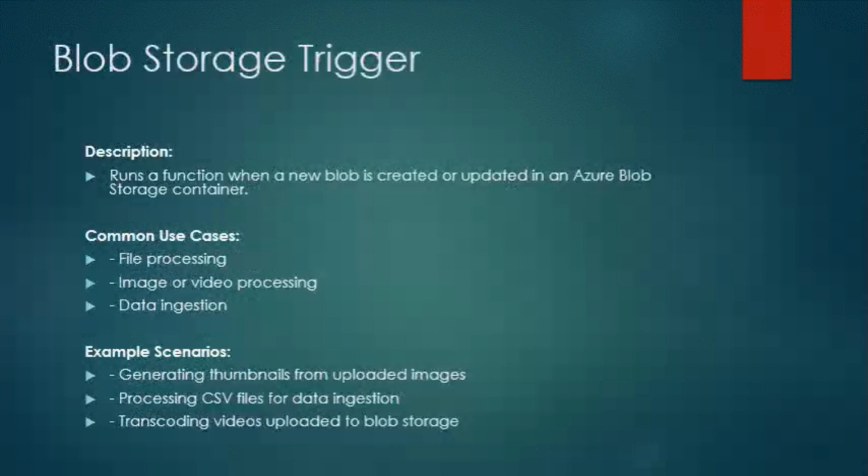So let's move to the next one. Event Hub trigger runs a function when an event is received in an Azure Event Hub, designed for high throughput event streaming. For example, if you want to perform a certain action or operation whenever a message or event is received into the Azure Event Hub, in that case, we will use Event Hub trigger.